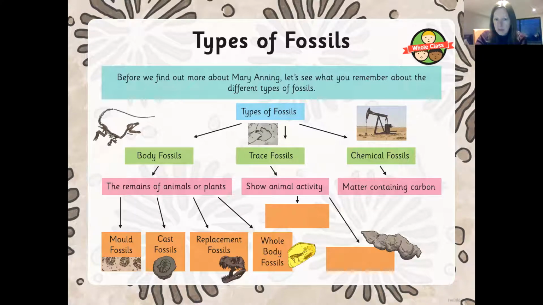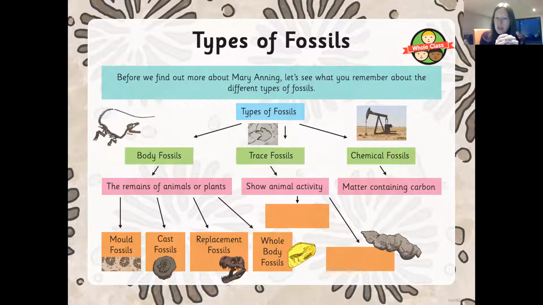And then we have whole body fossils. So that's when an animal has been sort of trapped inside and preserved. And this example we've got here is of a mosquito that's been trapped in some amber. So it's come from a liquid, has come from a tree, and it's got stuck inside there, and it's been preserved inside as a whole body fossil. So those are our body fossils.